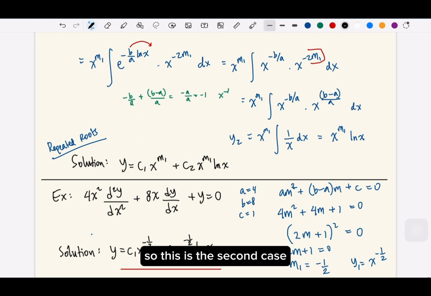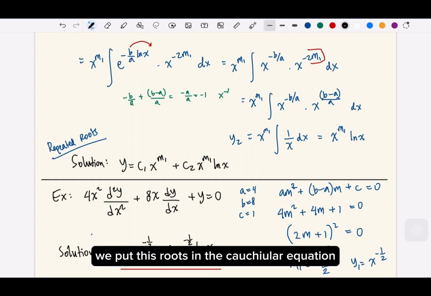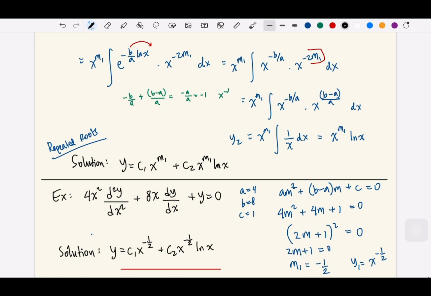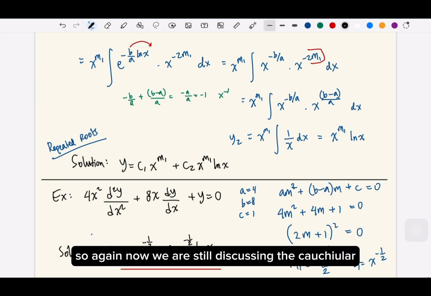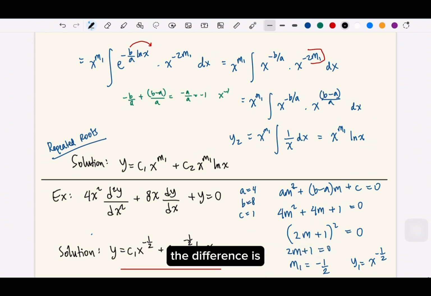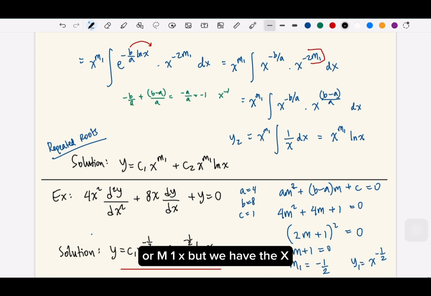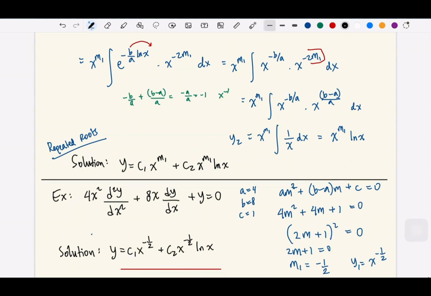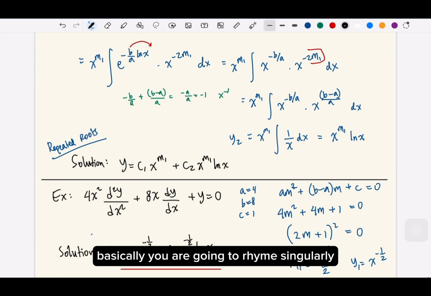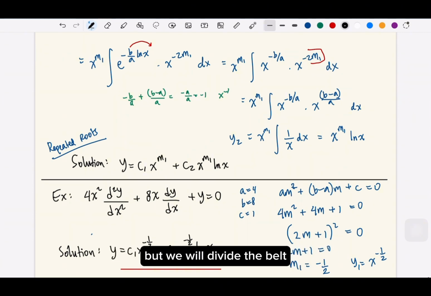So this is the second case, repeated roots in the Cauchy-Euler equation. We are still discussing the Cauchy-Euler equation, which is very similar to the constant coefficient case. The difference is our proposed solution is not e to the power of m1 x, but x to the power of m1. If you have repeated roots, we write similarly, but we multiply by ln x.